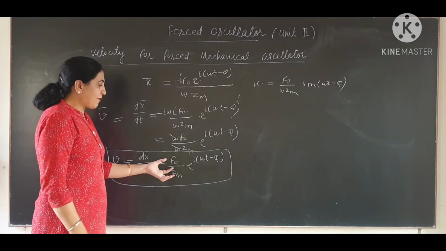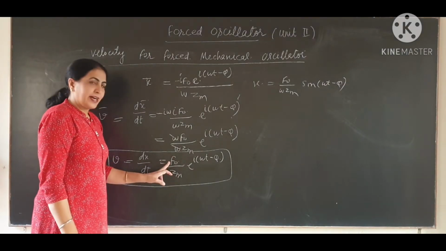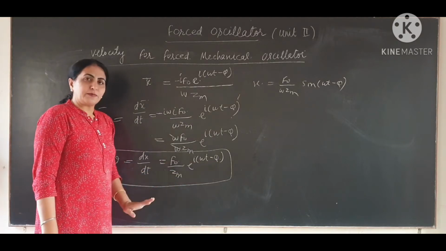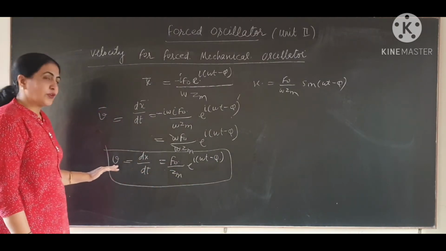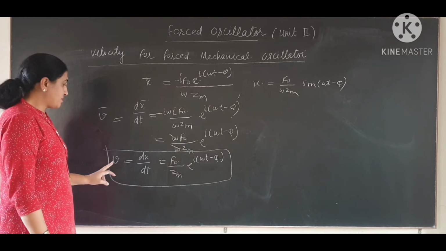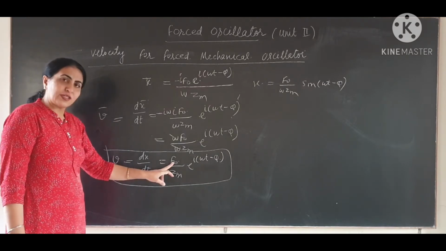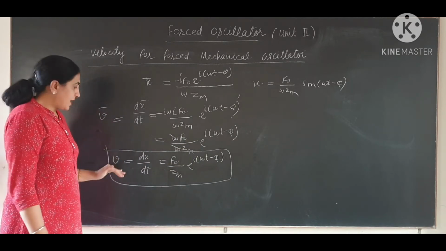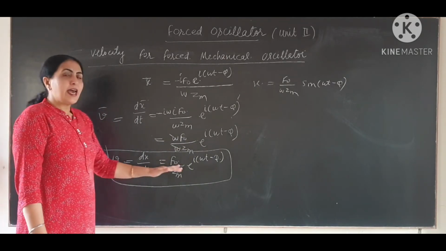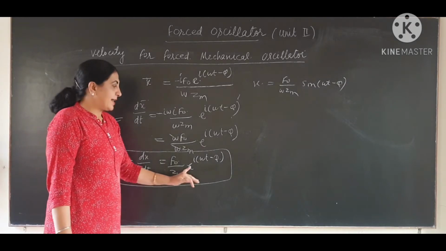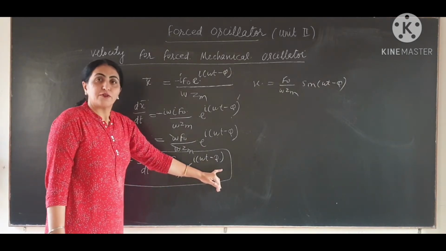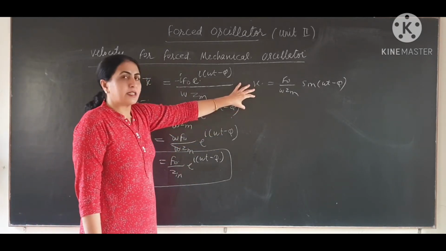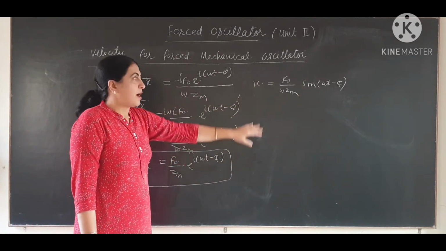Yes, only F naught over Zm, no iota here, as in the case of x, e raised to iota (omega t minus phi). So from this, what do you conclude? Now what is the phase difference between velocity and force? That is phi. So the phase difference between velocity and force is phi. Clear? Now you can also find the magnitude of velocity from this.